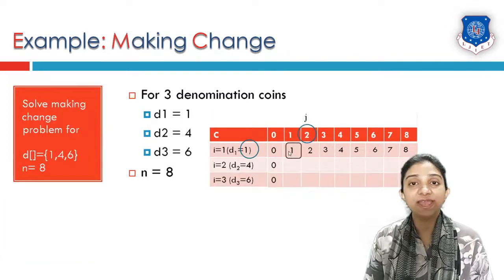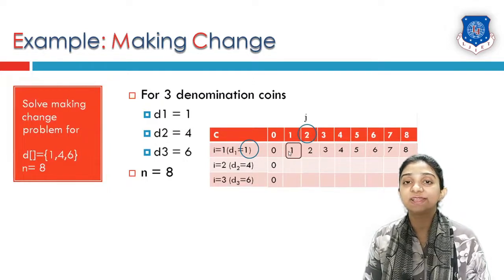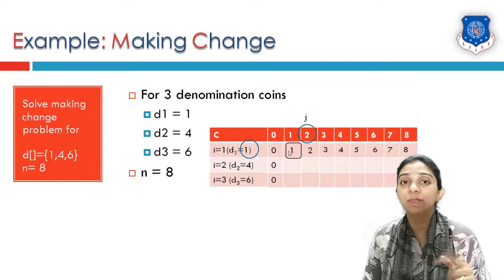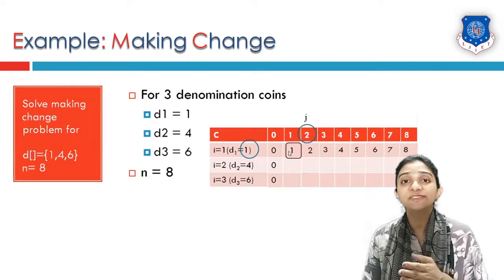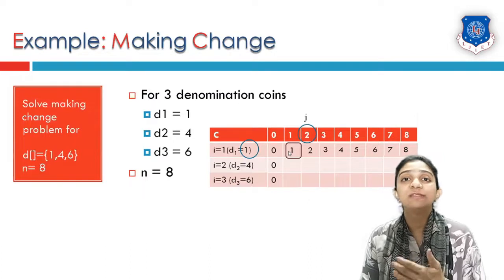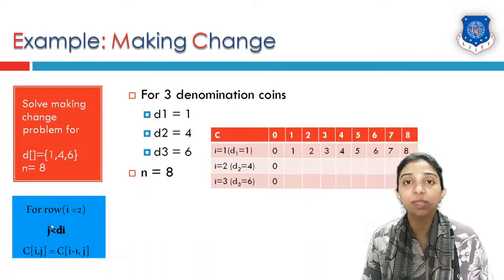Similarly, the rest of the elements of this table will be filled. So they are actually taking the previous cell value plus 1. For the next cell, it would be 2 plus 1. For the next cell, it would be 3 plus 1 and so on up to 8. It would be 7 plus 1 is equal to 8.